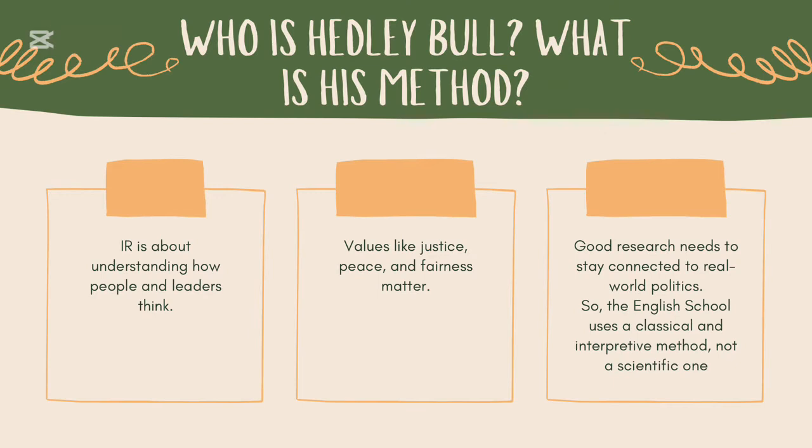Okay, let's talk about who is Hedley Bull and what his methods are. One of the key figures is Hedley Bull. He believes we should use judgment, history, and values, not only science, to understand world politics. He called that a classical method. He also said we can't separate facts from values. What we study in international relations is always connected to what we believe is right or important.